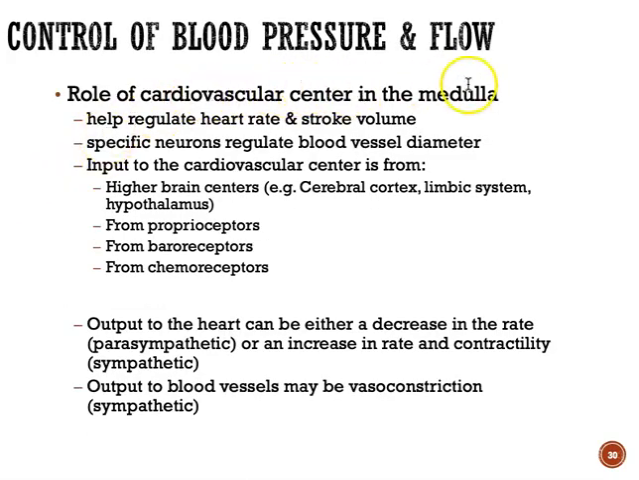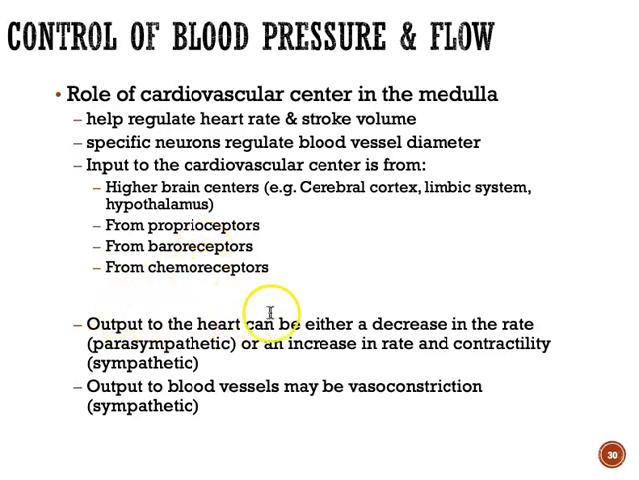So that cardiovascular center in the medulla helps regulate heart rate and stroke volume. We saw that in an earlier lecture. There are specific neurons that are going to help regulate blood vessel diameter. And there's input from other higher brain regions. We talked about the cerebral cortex, the limbic system, again, the emotional part of the brain, the hypothalamus, as well as the proprioceptors. These are those receptors that are monitoring movement in your body as well as location. And then baroreceptors and chemoreceptors. And again, we'll talk about those more in another slide or so.